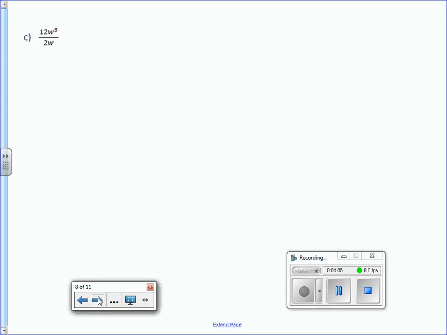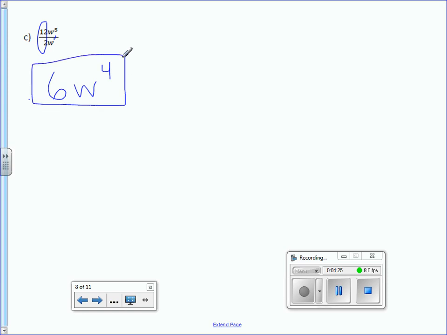Letter C, again, we have division, so we still divide our numbers. 12 divided by 2 is 6. Also, there's an invisible 1 next to that W as an exponent. So subtract the exponents, we keep our base. 5 minus 1 is 4, so 6W to the 4th.